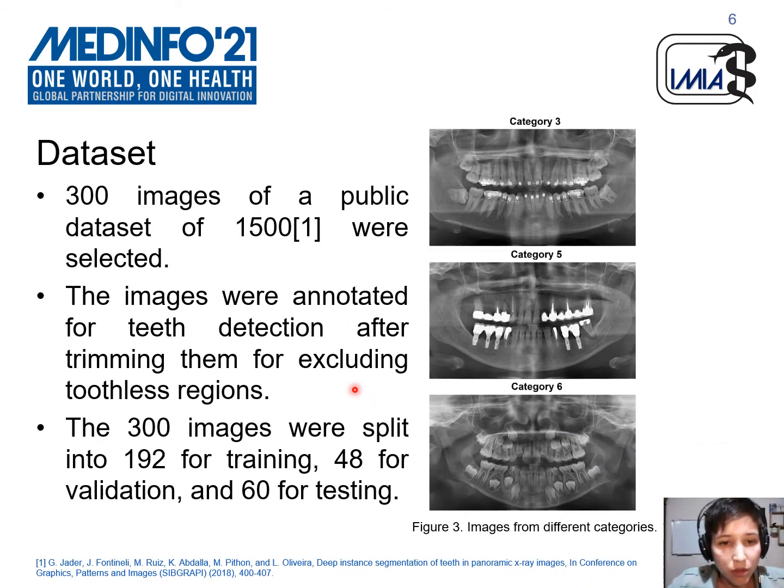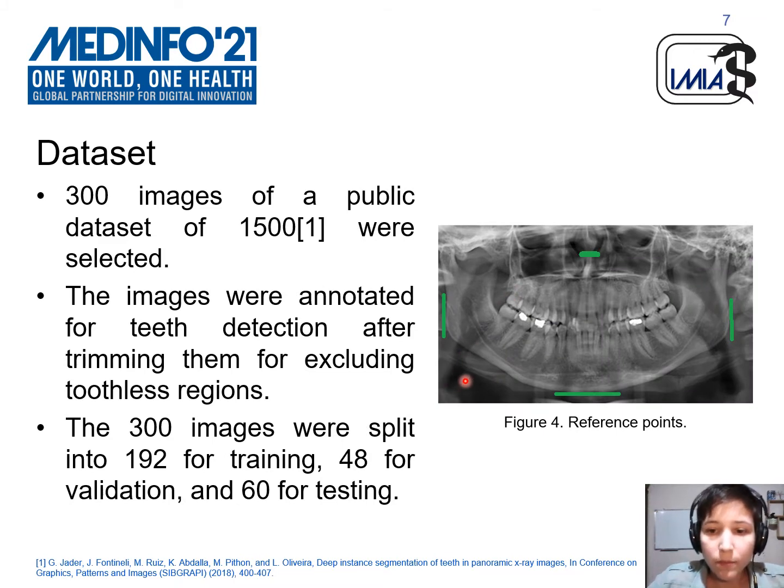The images used in the experiments consist of 300 images of a public dataset. This public dataset of 1,500 images is divided into 10 categories. Three of them we can see in figure number 3. And the difference between these categories is that they contain images with or without 32 teeth, with or without restoration, with or without implants, and with or without appliances.